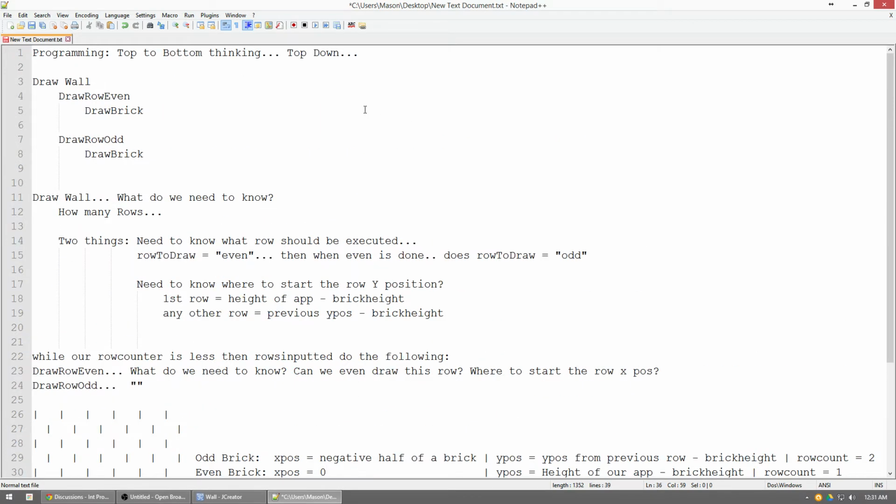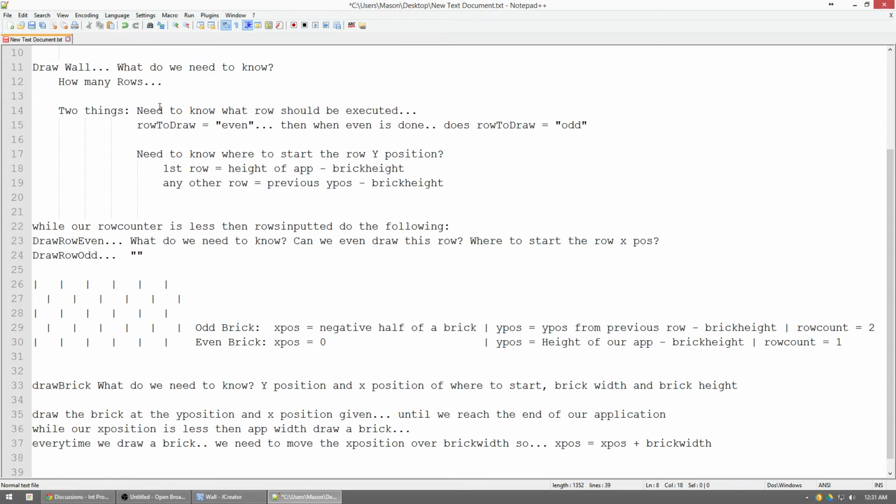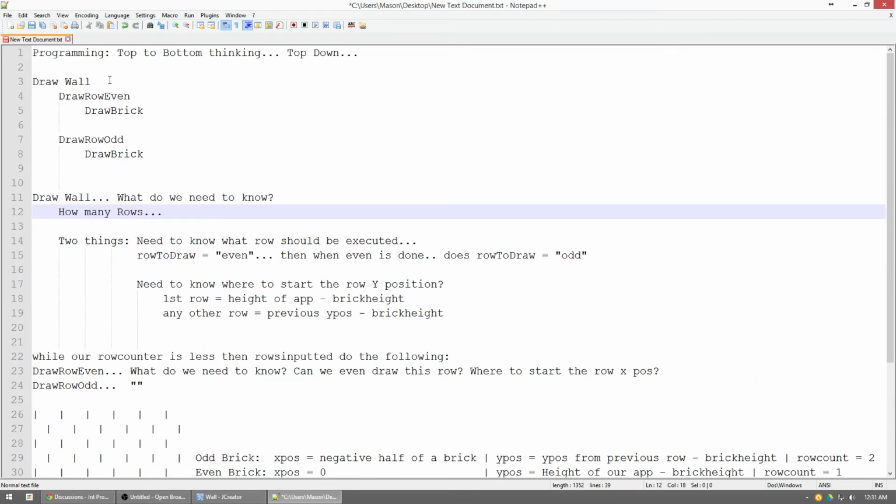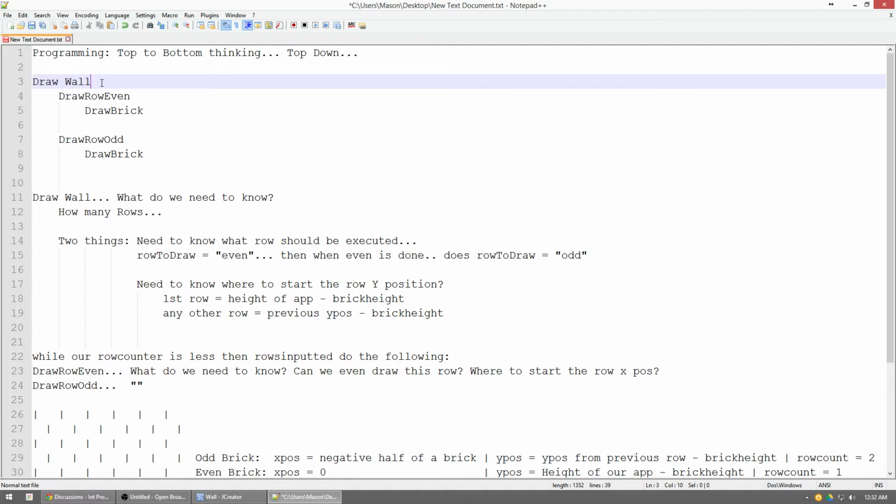But if you do this, then you can really just start programming where you need to start. That's draw wall. And your draw wall needs a draw row even, draw row odd. Take a look at it. Well, what do we need to know for draw wall? We know how many rows. So if this was a method, maybe you have draw wall and then int rows, right? Or something like that.